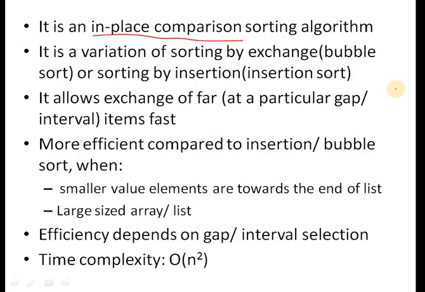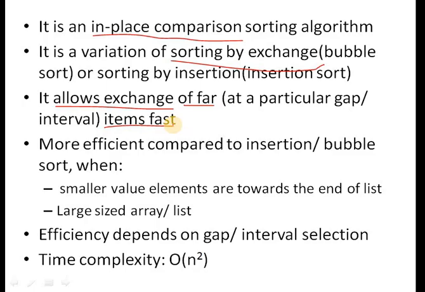Bubble sort does sorting by exchange. Insertion sort is sorting by insertion, and selection sort selects or picks the minimum element and then places it in order. Sorting by picking, sorting by selection, and here it is a variation. What this shell sort does is allow exchange of far items fast. It allows exchange of far items.